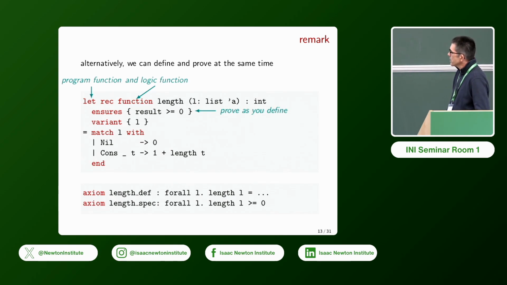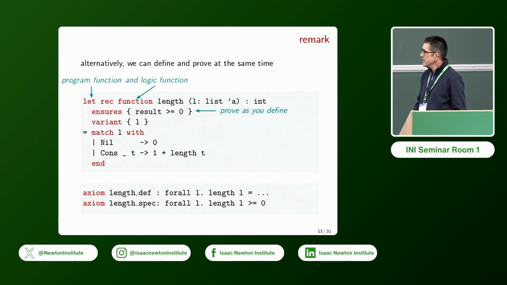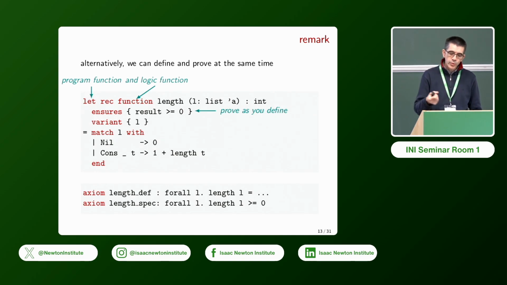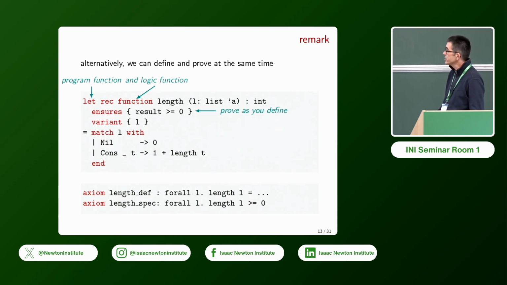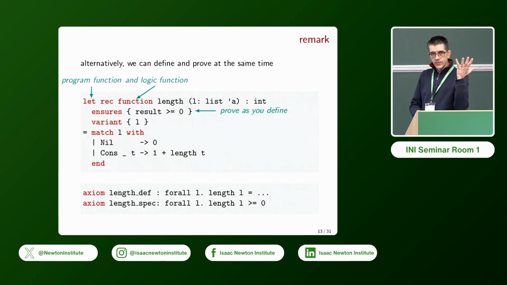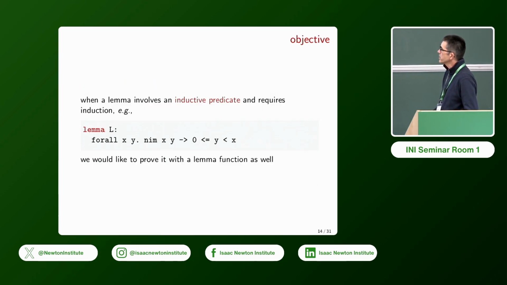And then you do the definitions, and once you are done with the verification of this function, you have the logical definition of that function in your context. So the fact that the length of L is equal to the match on the body of the function. But you also have the properties that you proved with these ensures, and maybe others if you have several postconditions. Okay, so that was just a side remark to say that this is an alternative to doing the logical definition first and then the lemma function, at least in simple cases.